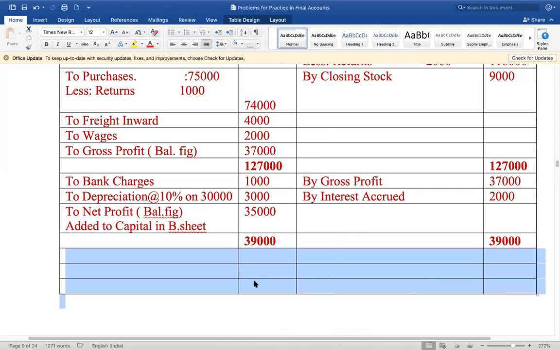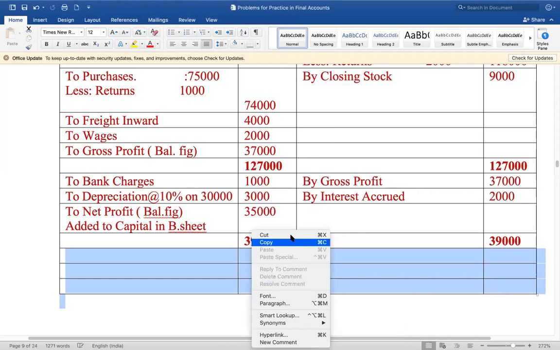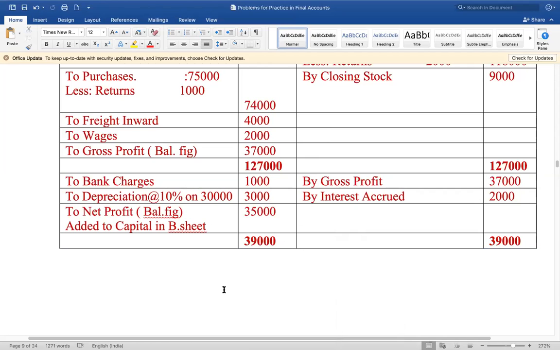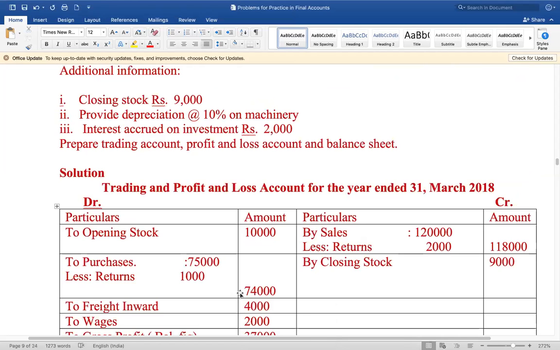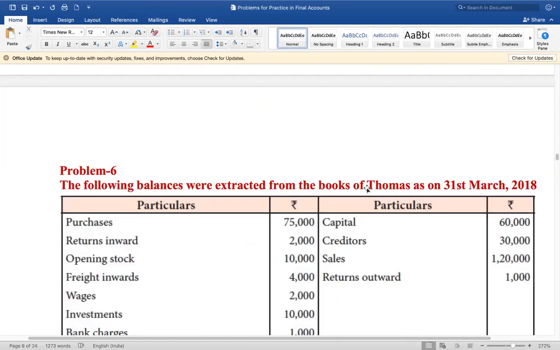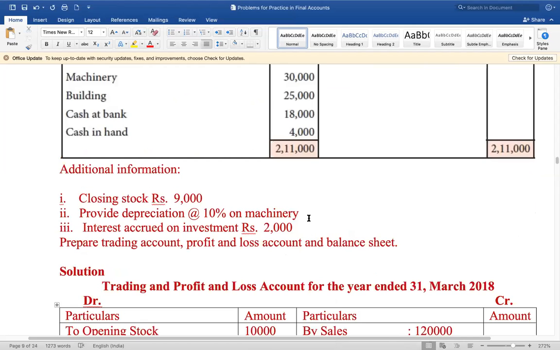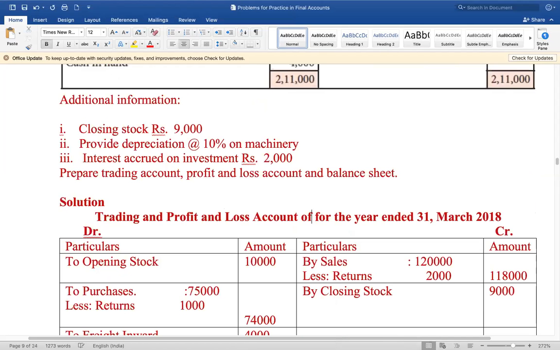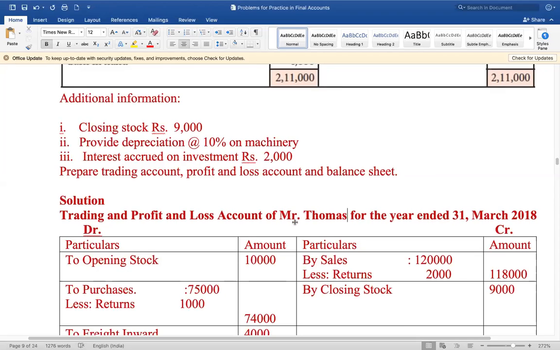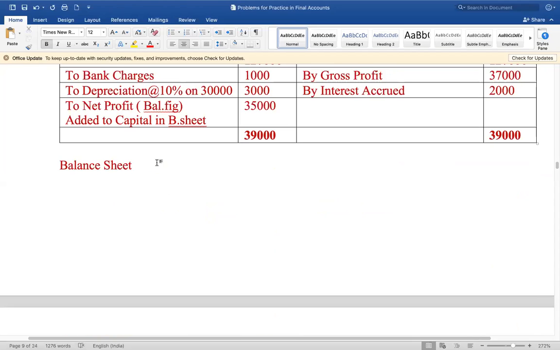Now we'll draw the balance sheet. Look at this, we have forgotten to give the name. Trading and profit and loss account of Mr. Thomas. And here also, balance sheet of Mr. Thomas.